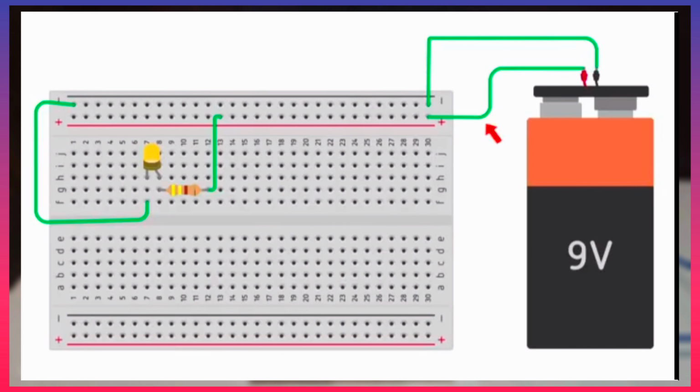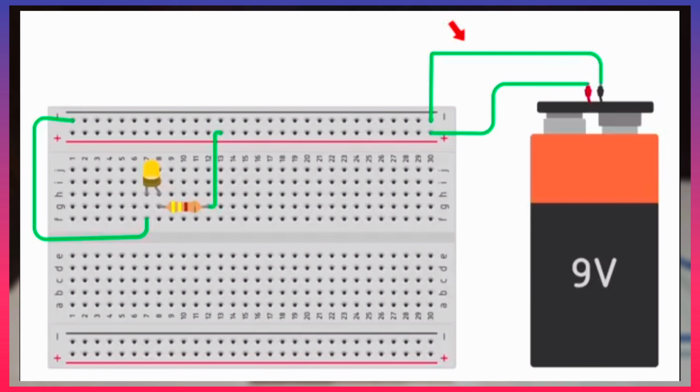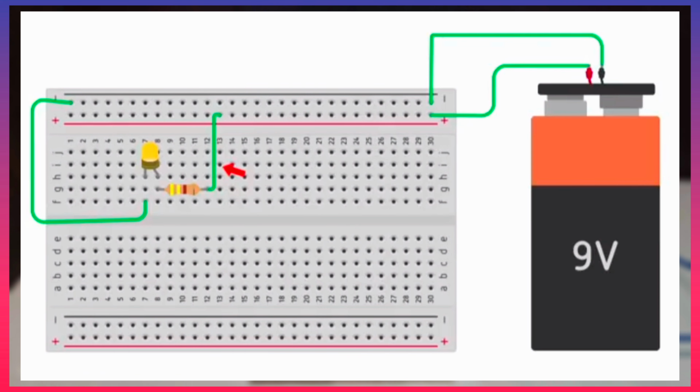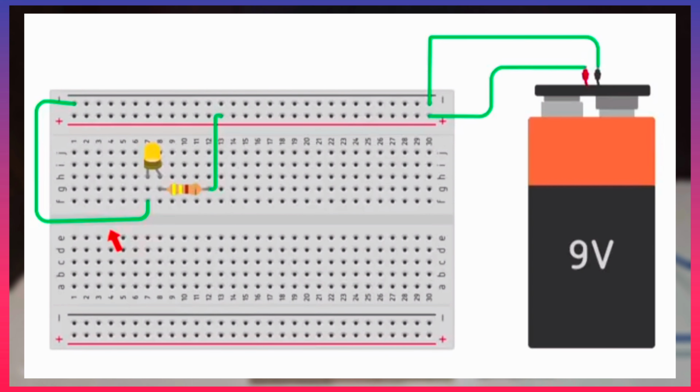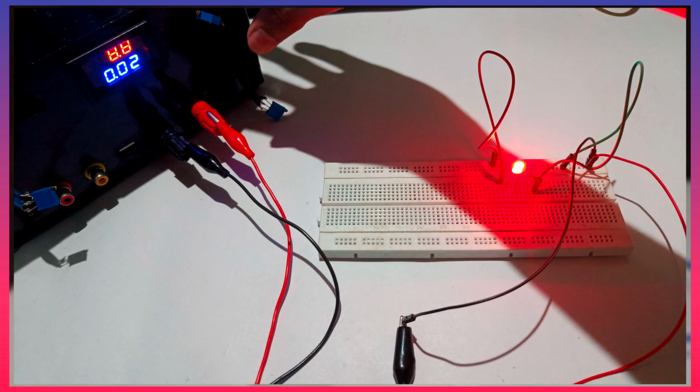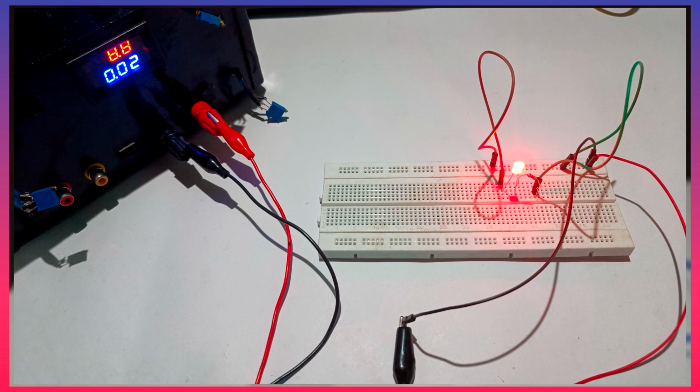The positive of the power supply is connected to the second rail. Negative is connected to the first rail. Anode, that is the right lead of the LED, is connected to the second rail of the breadboard through a resistor. Cathode, that is the left lead of the LED, is connected to the first rail of the breadboard. This is the live setup of the LED connections. We can see that the LED is glowing because the connections used are proper.